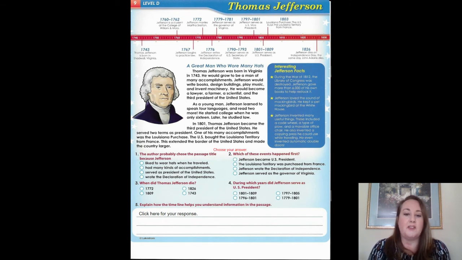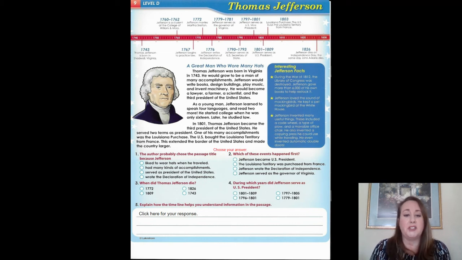As a young man, Jefferson learned to speak 4 languages and read 2 more. He started college when he was only 16. Later, he studied law. In 1801, Thomas Jefferson became the 3rd president of the United States. He served 2 terms as president. One of his many accomplishments was the Louisiana Purchase. The U.S. bought the Louisiana Territory from France. This extended the border of the United States and made the country larger.